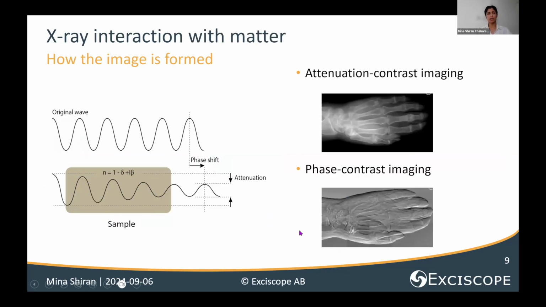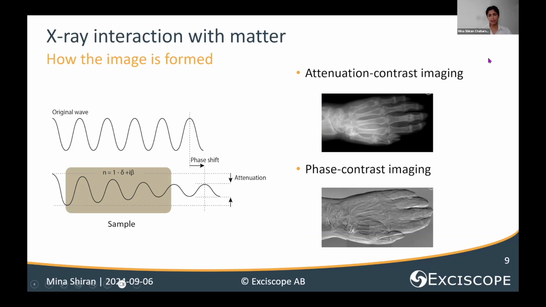So how the image is created in X-ray systems can be discussed and understood based on the interaction of the X-ray beam with the sample. That can be categorized in two specific categories. One is attenuation or absorption of the X-ray beam by the sample, or phase contrast imaging, that is the shift of the phase of the beam after passing through the sample.